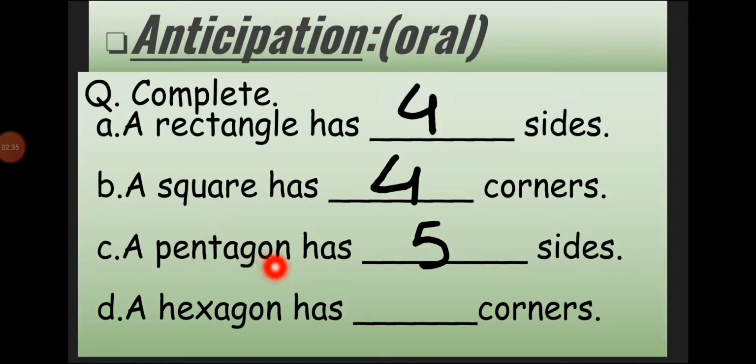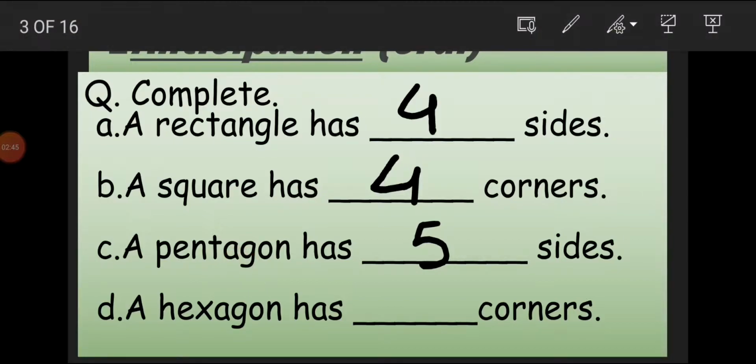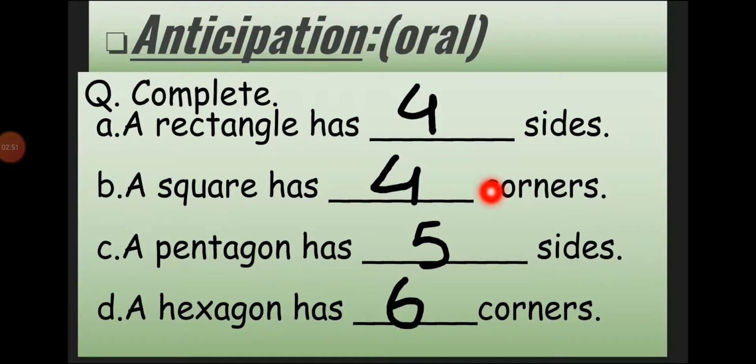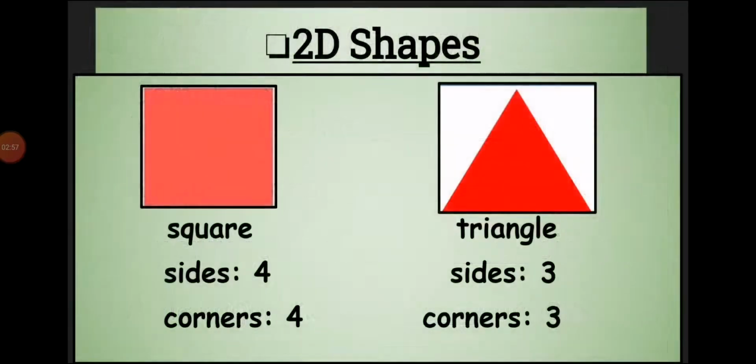Next, a hexagon has dash corners. Hexagon is a 6-sided 2D flat shape, and it has 6 sides, it has 6 corners, a flat surface shape. So a hexagon has 6 corners. I hope you have remembered all these shapes. These are all 2D shapes. Now, we will recall some 2D shapes here.